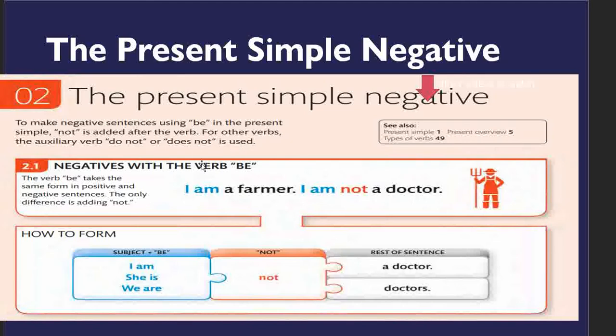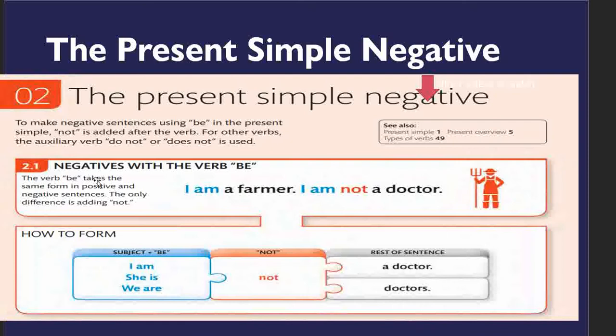For other verbs, the auxiliary verb do not or does not is used. Whenever we have an auxiliary, meaning the 11 words am, is, are, was, were, has, had, have, do, did, does, we use do not or does not. But whenever we need to construct a negative, we use not after the verb.